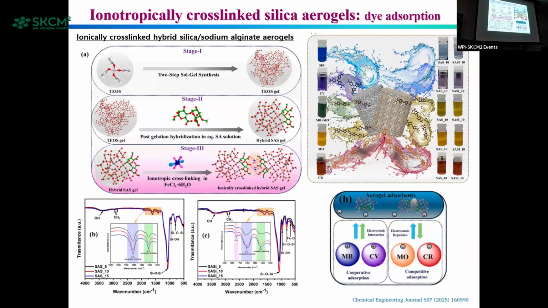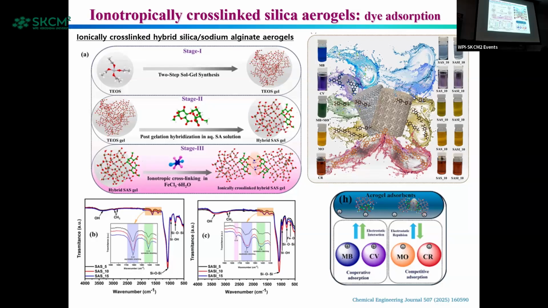Another interesting result we got is from ionotropically cross-linked aerogels. Here we use sodium alginate, cross-linked with the silica, and the process we use is post-gelation. First we prepare the TEOS gel, and then we modify the surface with sodium alginate solution, and then we cross-link it with ionic cross-linking, and then we prepare these samples.